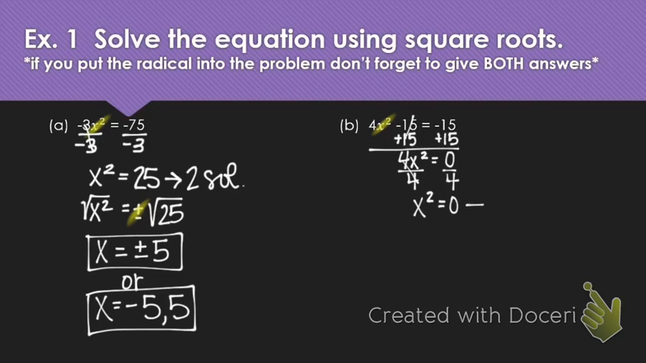Now let's stop for a second. Again, this is for our notes. We have x squared isolated and it's equal to 0. So how many solutions are we going to end up with? One solution. All right, let's keep going.